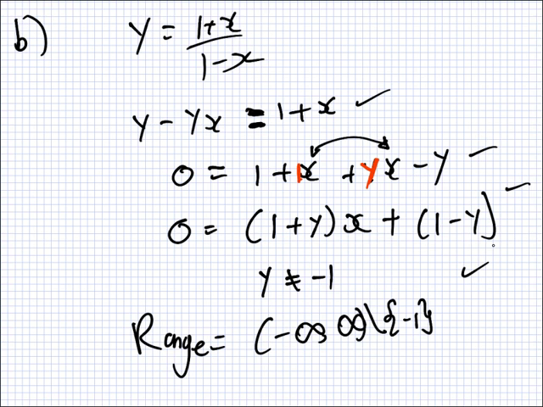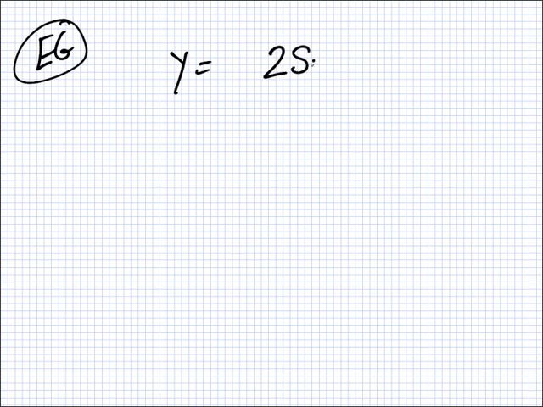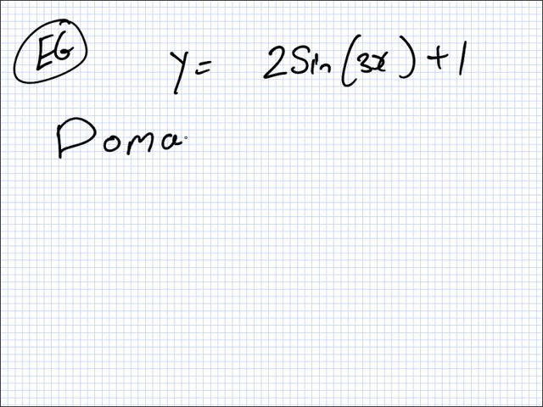Okay, can I scroll down? Yeah. Okay. Next example. Let's say y equals 2 sine, I don't know, 3x plus 1. What's the domain and what's the range? Alright, so first question is what's the domain here? Yeah, you can use all real numbers. There isn't a value you can't use.